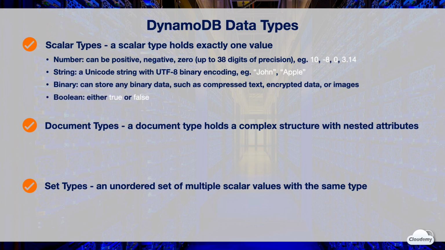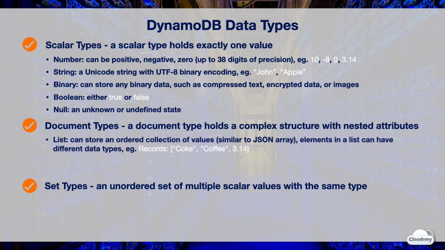A Boolean type attribute can be either true or false. Null type represents an attribute with an unknown or an undefined state. The only data types allowed for primary key attributes are string, number, and binary types. A document type can represent a complex structure with nested attributes, such as a JSON document. The document types are lists and maps. These data types can be nested within each other, to represent complex data structures up to 32 levels deep.